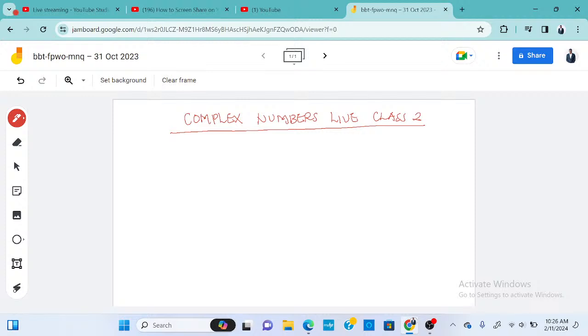To start with this tutorial class, I'm going to start with applications of De Moivre's theorem. I'll take you through the different applications of De Moivre's theorem.